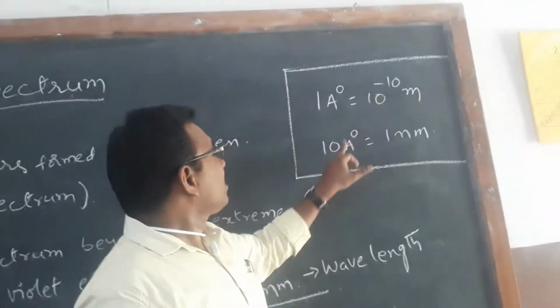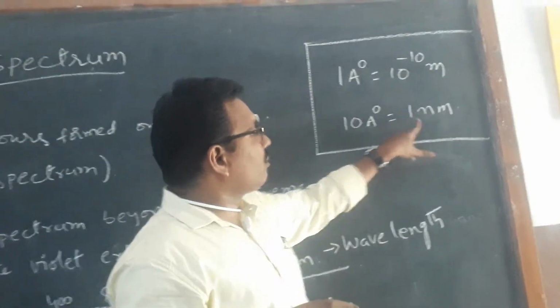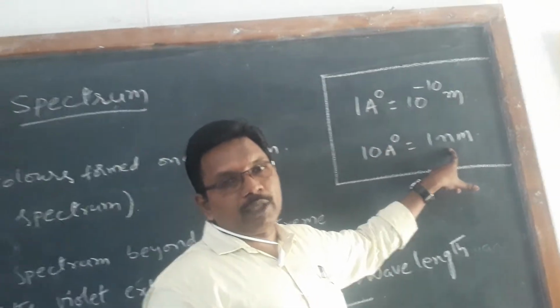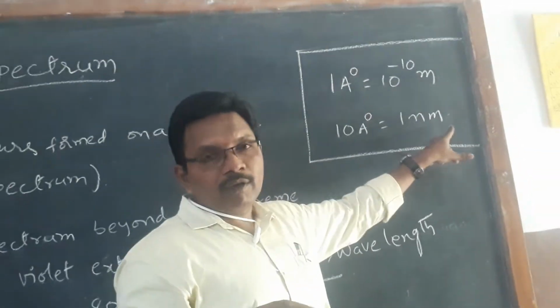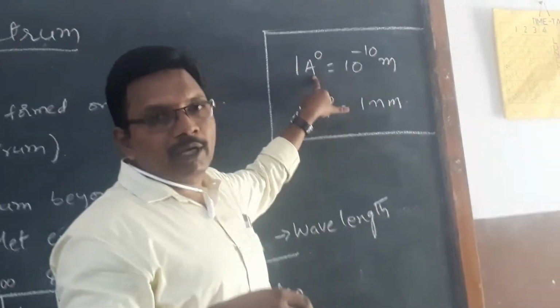Now next, nanometers. 10 angstroms equal 1 nanometer. This is also a small quantity of length. So we can measure in nanometers, and also we can measure with angstroms.